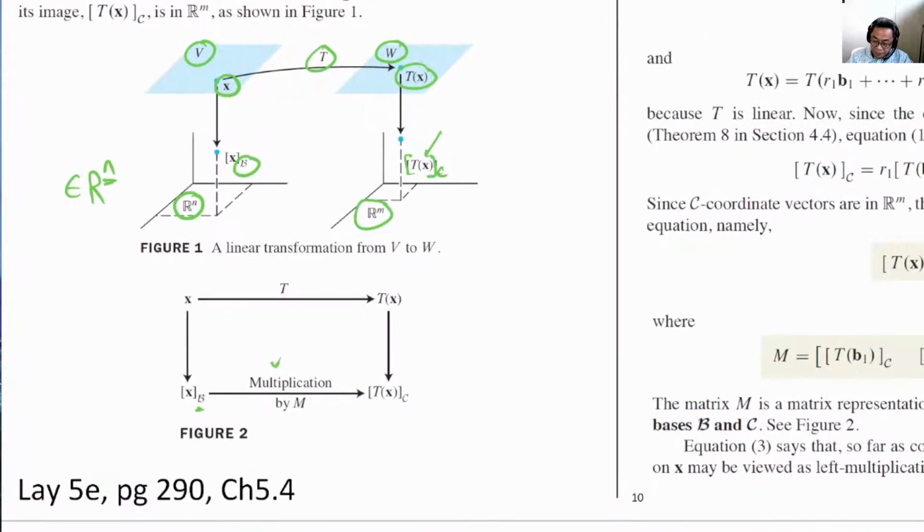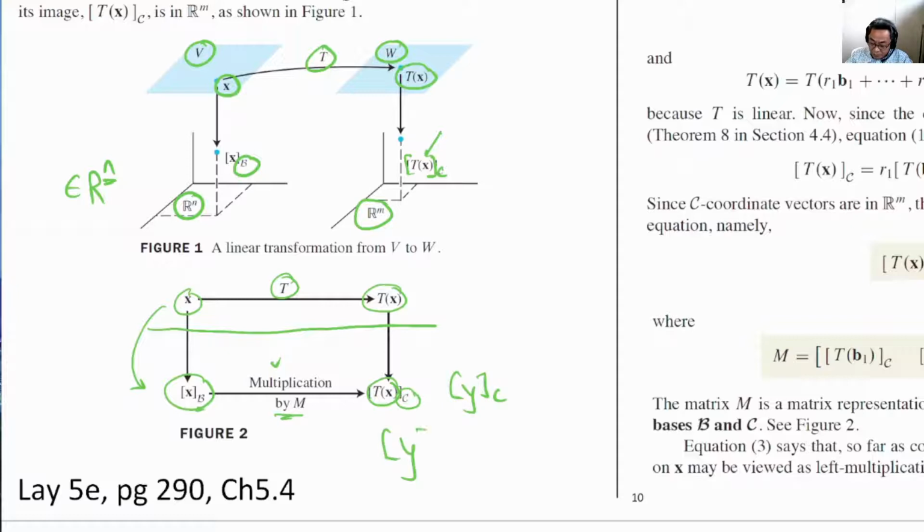Now, what we also can show is this picture. On the top is x being transformed by the transformation matrix T to get Tx. The input can be represented in the B basis, xb. The output is represented in the C basis. To get from xb to the output, let's call this y, in the C basis, we multiply by M. So meaning this yc is equal to M times xb.